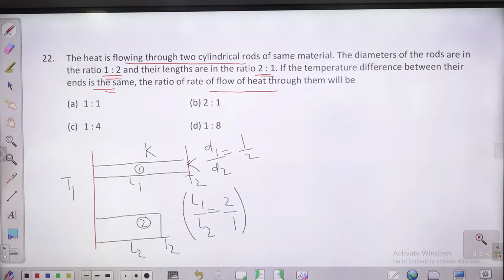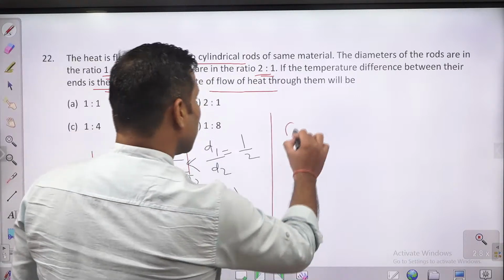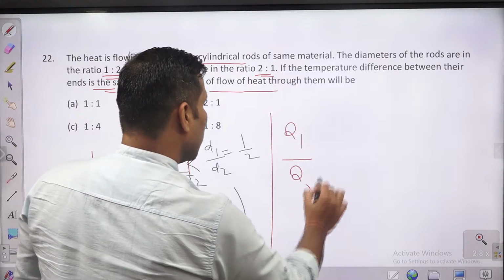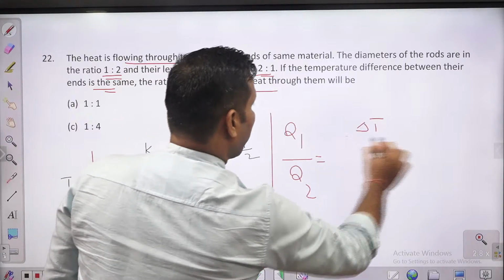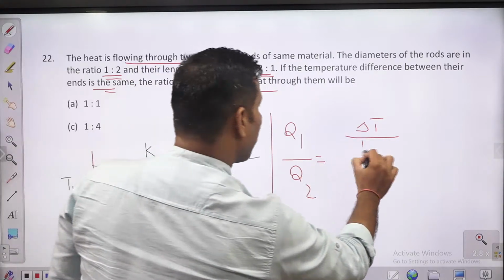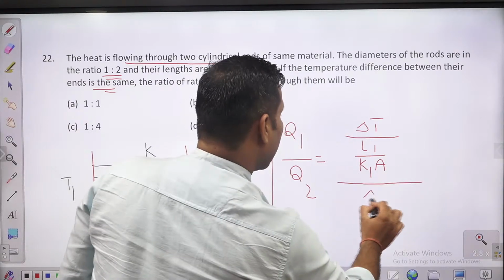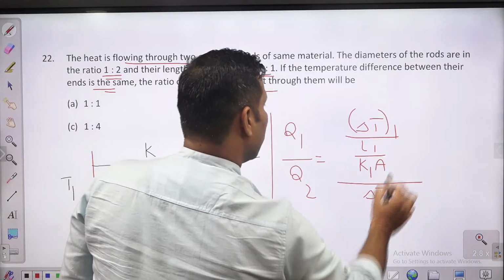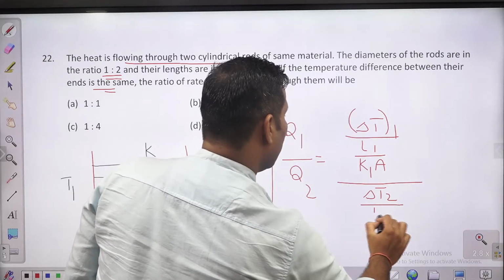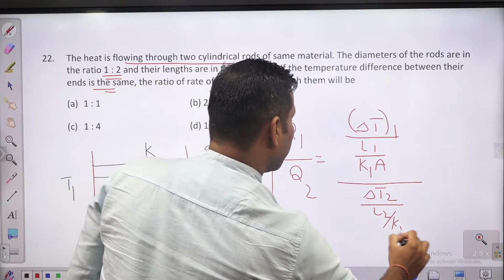Now what is asked? The ratio of the heat flow. इसमें और इसमें heat flow का ratio क्या होगा? You know, guys, Q1 by Q2 is nothing but delta T divided by the length, means L1 by K1A, divided by delta T2 divided by L2 by K2A. This is for 1, and this is for 2.